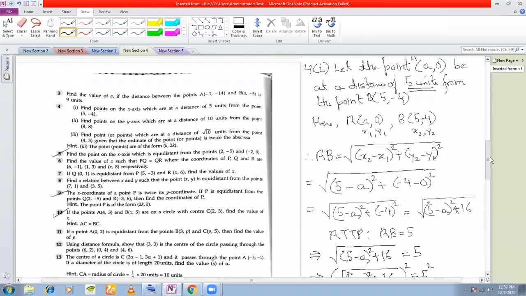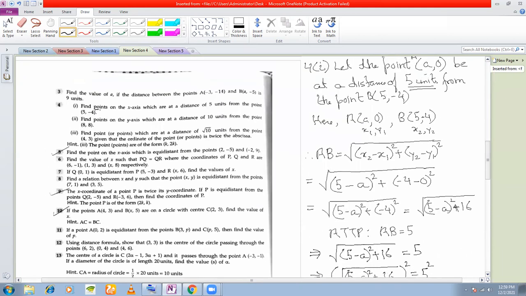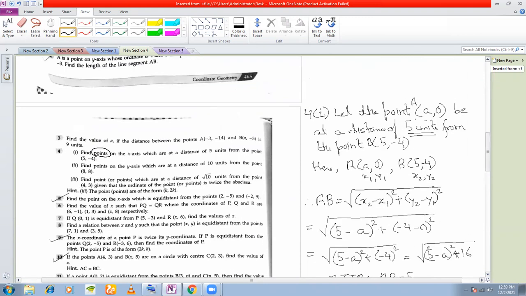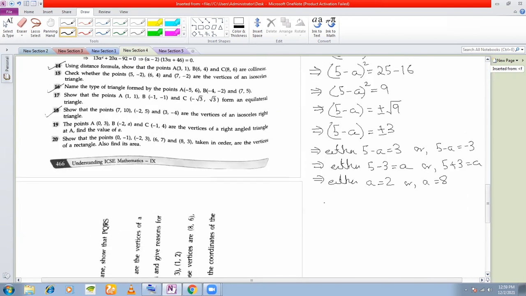And if you see the question, they have said find the points, this is plural, find the points on the curve. But I had started with only one point a, but I am getting two values of a here, right? One is 2 and the other is 8, right? So therefore, what are the points?